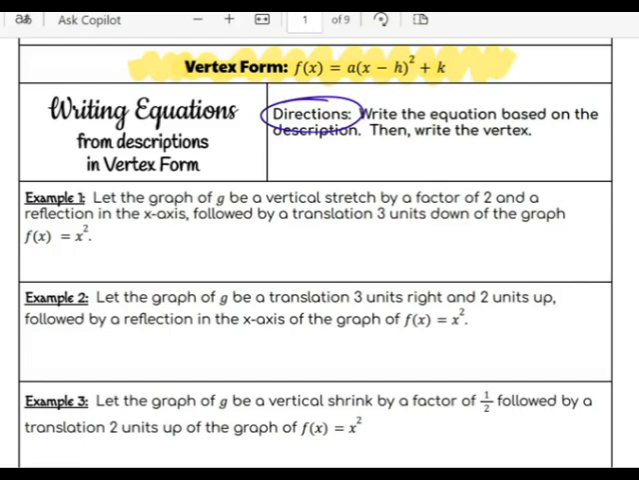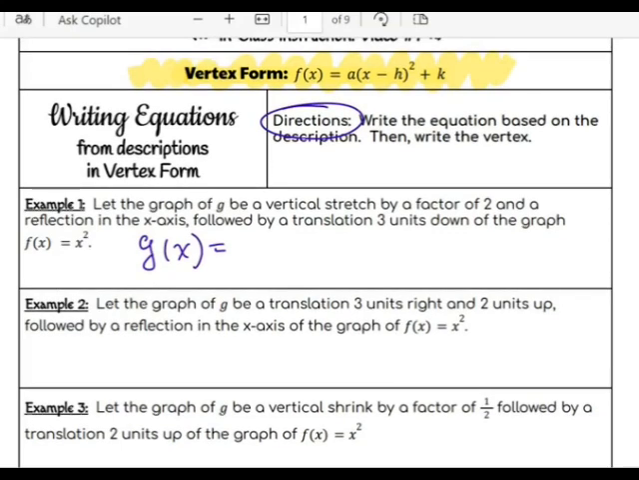All right, example 1. Let the graph of g, so I know I'm going to be naming this g of x, be a vertical stretch by a factor of 2. Well, if you recall, the a value here is my vertical stretch or shrink. So a vertical stretch by a factor of 2, that's going to be your a value out front. And it also says a reflection, which means my a value is negative. Followed by a translation 3 units down.